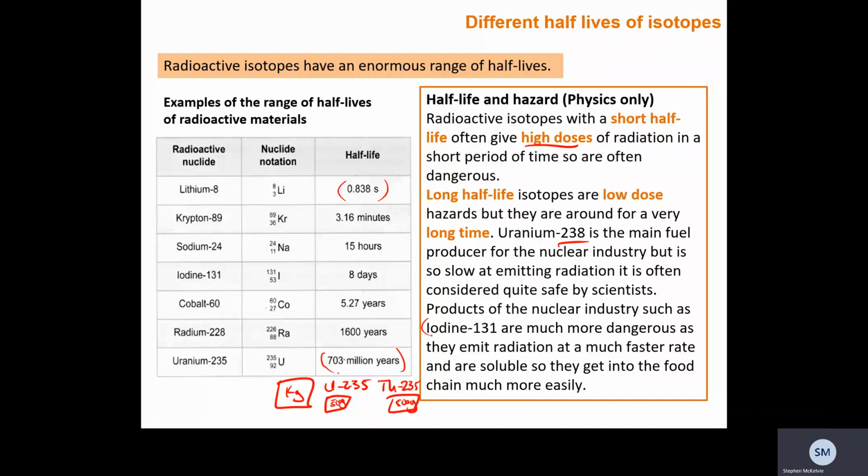But iodine-131, which is made during the whole process, because of course nuclear power requires the atoms to break down through radioactive decay, thereby releasing radiation, so that we can power our turbines and boil our steam, is much more dangerous because it emits radiation at a faster rate. Iodine-131 is also soluble, so it gets into the food chain more easily.